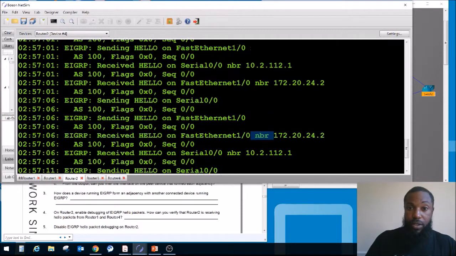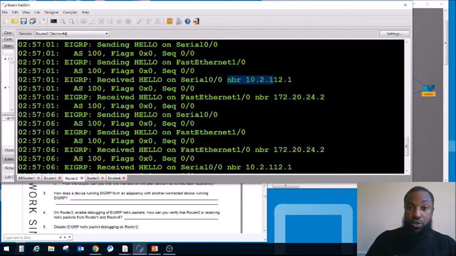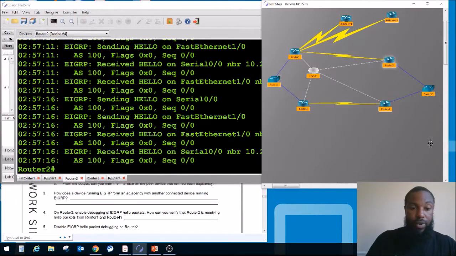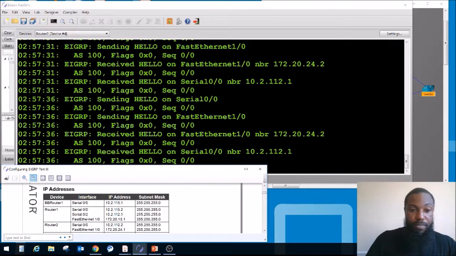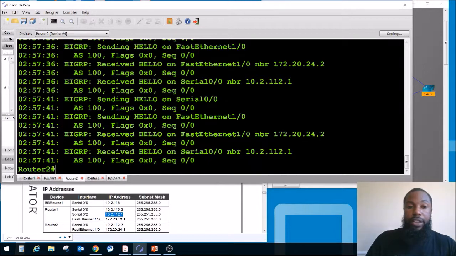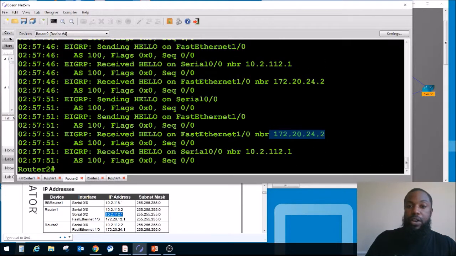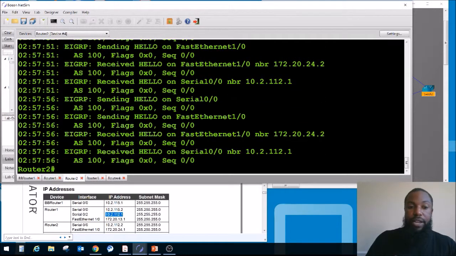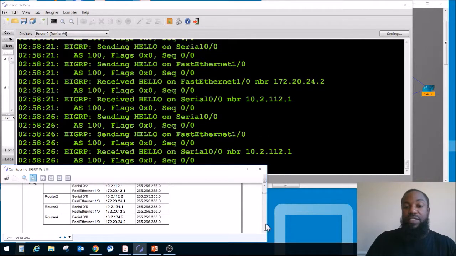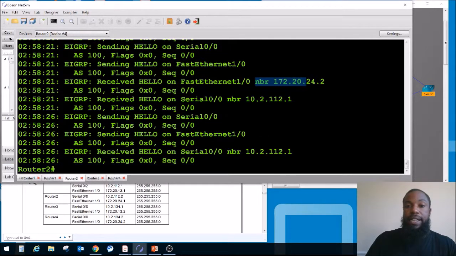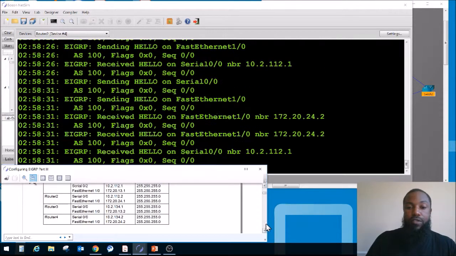Who's that? 10.2.1.1. Who is that? Let's check the addressing guide to see what that is. That's from router 1. The other one is we received a hello on 172.20.24.2. That is who? Router 4. So we received them from router 1 and router 4. That's who we're receiving the hellos from, right? That's from router 1 and router 4, respectively.